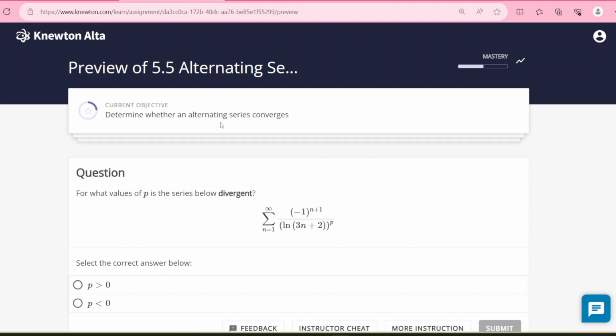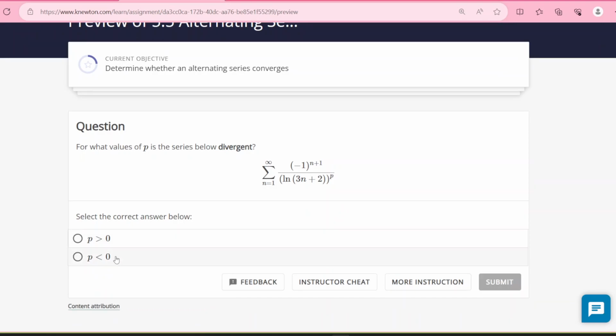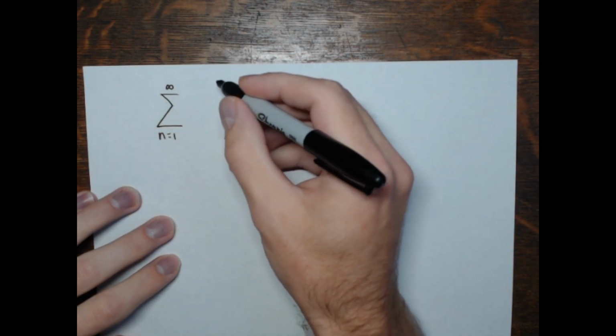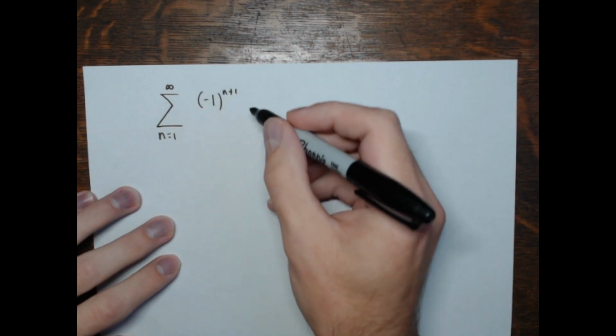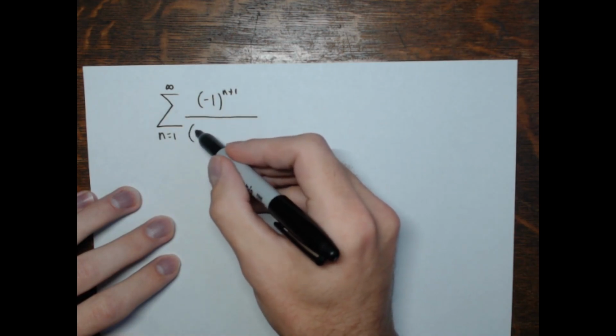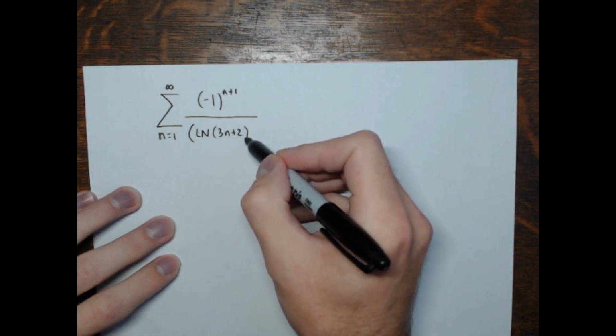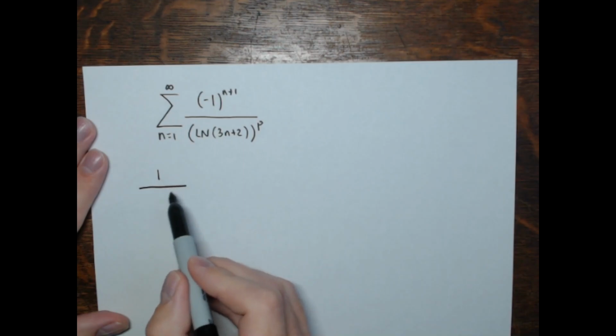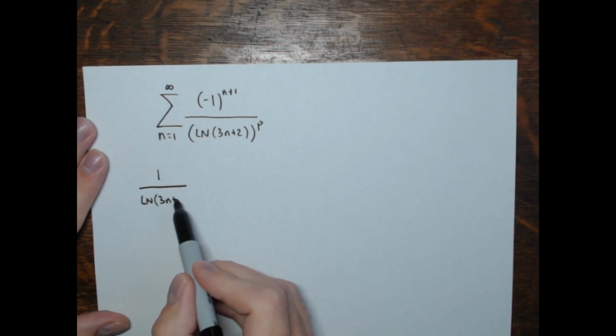All right, so back to, does an alternating series converge? Again, we're going to try to apply the alternating series test. And this is another one where they have values of p. For what values of p is the series below divergent? Right, so write this out. Now the only options are positive p or negative p. All right, so let's look at both of those. The sum from n equals 1 to infinity, and you've got this power on -1 here, which would cause the alternating. And then your denominator is the natural log of 3n plus 2, to the p power. So definitely alternating. Now look at the terms that are alternating: just 1 over natural log of 3n plus 2, to the p.